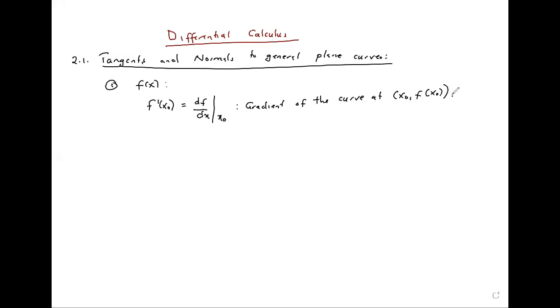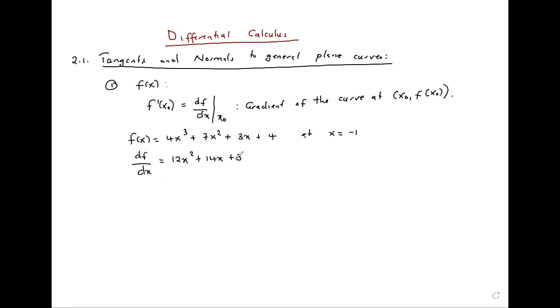Let me give you an example. f of x is equal to 4x power 3 plus 7x squared plus 3x plus 4. At a point x is equal to, say, -1. Find the gradient of f of x at x is equal to -1. So what we'll do first is we'll differentiate f with respect to x, and then substitute x is equal to -1. So first we differentiate. So what is the derivative of this function? It is 12x squared plus 14x plus 3.